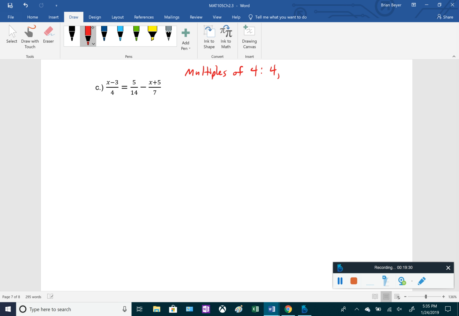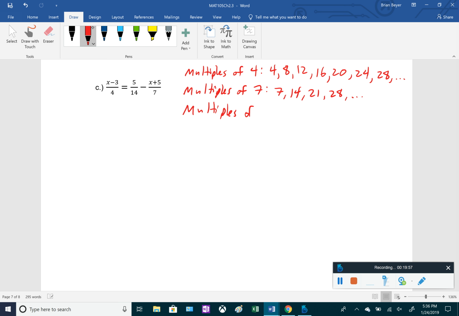Multiples of 4, that's going to be 4, 8, 12, 16, 20, 24, 28, and so on. The multiples of 7 are going to be 7, 14, 21, 28, and so on. And the multiples of 14 are 14, 28, and so on. So you just keep on repeatedly adding the number to itself over and over again, starting with the number. Okay, so now what we do is we look for the smallest one that they all have in common. The smallest one they have in common is going to be 28.